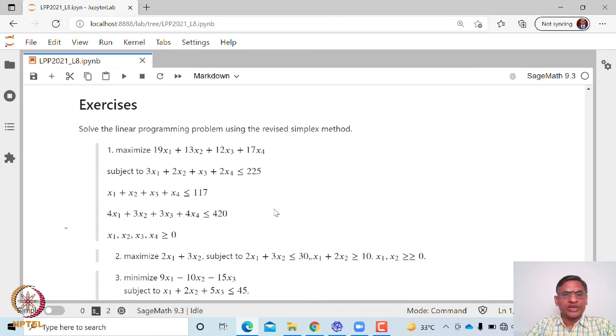So we will be looking at two methods. One is called the two-phase simplex method, and another is called the big M method, in order to take care of the starting basic feasible solution.